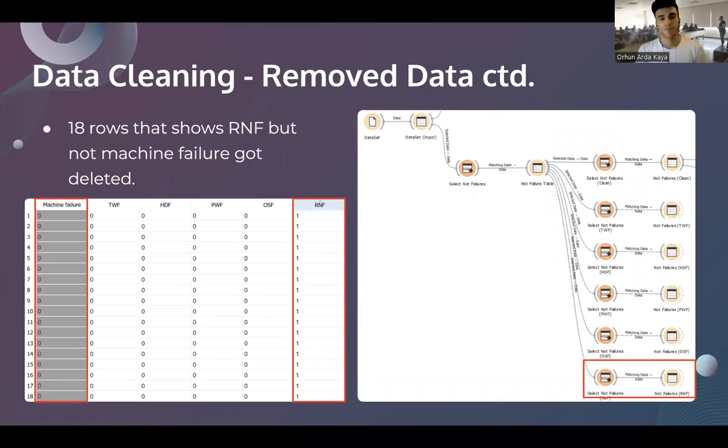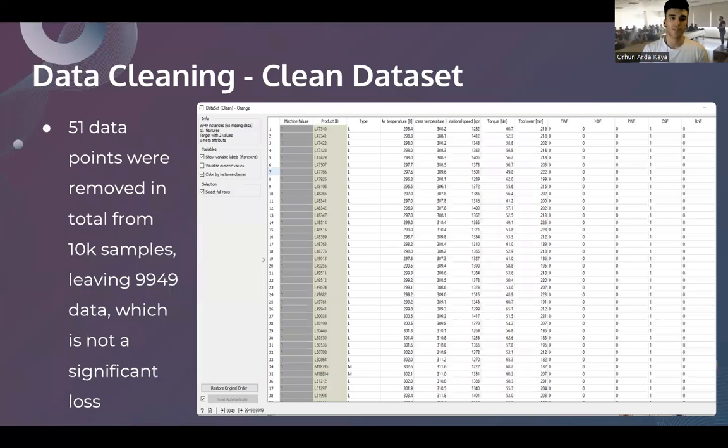Hello, my name is Arda from Computer Engineering. After we cleaned the failure data table, we started to clean our no-failure data table. To do this, we checked our error types one by one in the no-failure data. As you can see on the right, there is no data of any error type except random failure. So they are clean data, but in RNF, we have 18 rows that show RNF but not machine failure. It doesn't make much sense, so we deleted them. Next slide, please. In total, we removed 51 data points from our 10K samples.